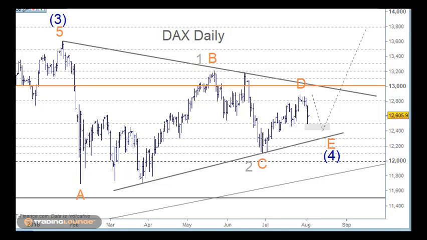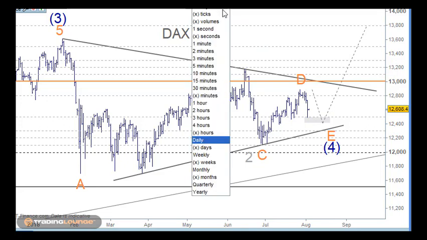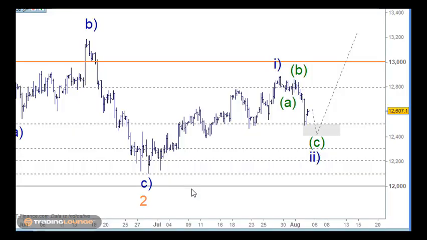As you know, we've got a couple of counts here. We've got this particular count where we have wave 3, and an A, B, C, D, and E wave for wave 4. Or we can also look at this in terms of wave 1 to the upside, A, B, C for wave 2, and then up for 1 and back for 2. Not that there's a big difference in them. They're still pretty much the same.